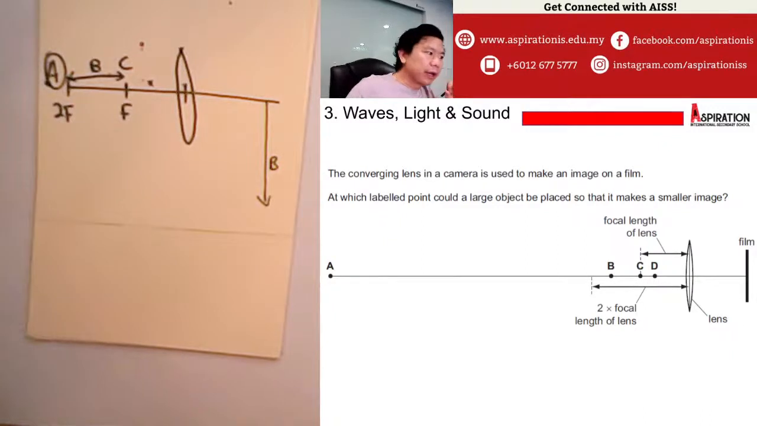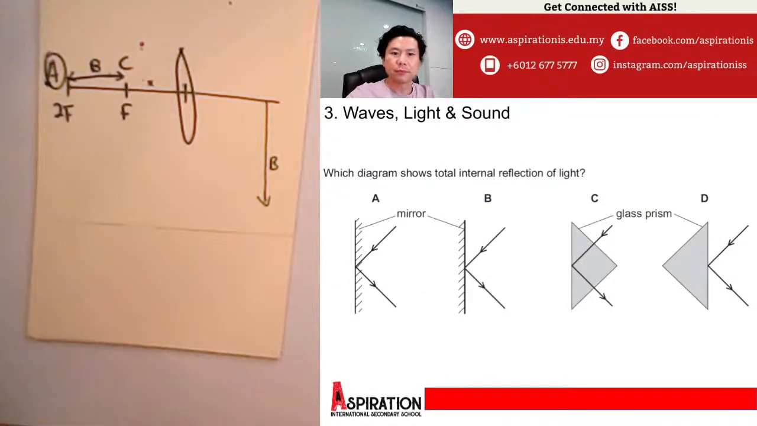If you really want to do well for paper 2, you need to know that wherever you put the object, you need to more or less know what the image will look like. Moving on. Not a difficult question, but it will really test your understanding. Any questions, please put them in the chat.